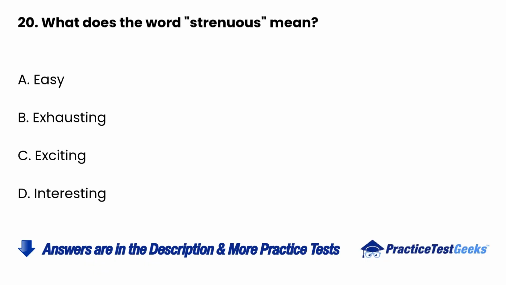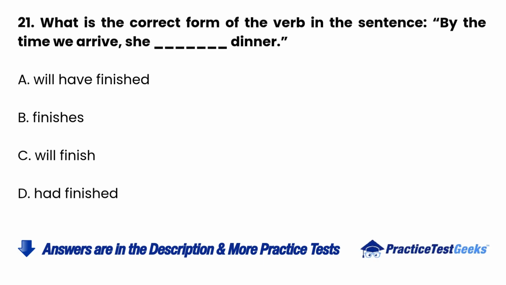20. What does the word strenuous mean? A. Easy. B. Exhausting. C. Exciting. D. Interesting. 21. What is the correct form of the verb in the sentence? By the time we arrive, she blank dinner. A. Will have finished. B. Finishes. C. Will finish. D. Had finished.